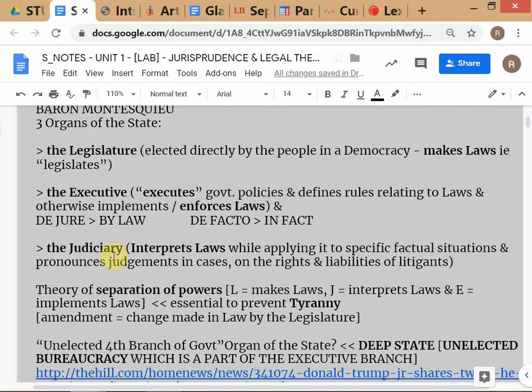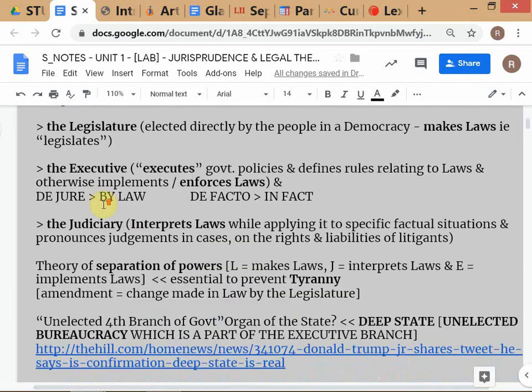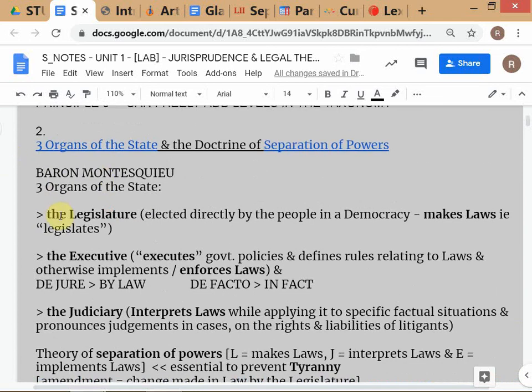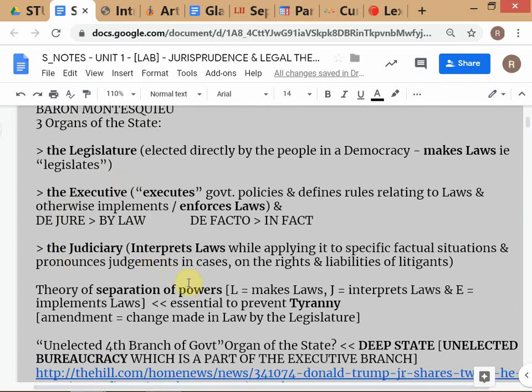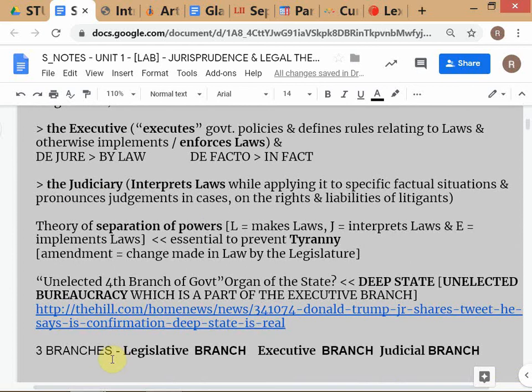The entities are the same, so the categories are the same. It's just two different ways of using the language. Either you say three organs of the state, the legislature, the executive and the judiciary, or you say three branches of government. You say legislative branch, executive branch, and you don't say judiciary branch, you say judicial branch. That's all. We just want to be very particular about the use of language. Very important. Is this clear now?